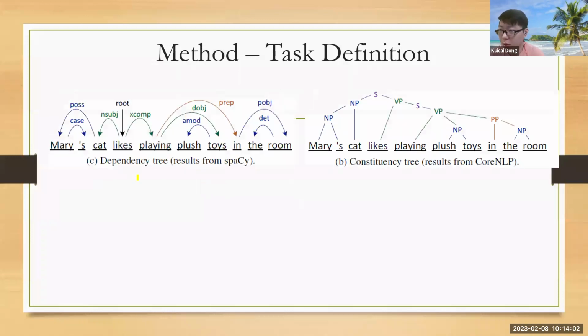Okay, so these are some examples. The sentence is this. This is the dependency tree, and this is the constituency tree. From the two trees themselves, you can see that some of the relations are common. They share some relations, but they also provide complementary information to each other. Some relations only exist in the dependency tree, while some are only available in the constituency tree.